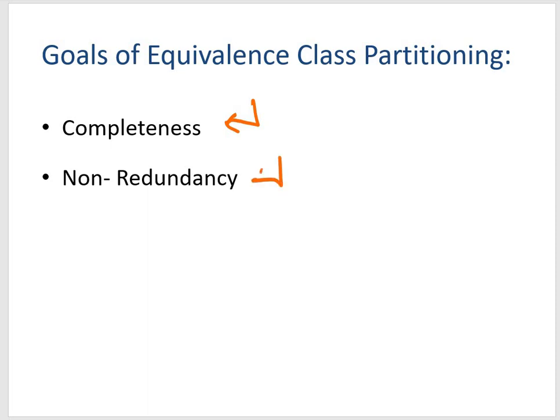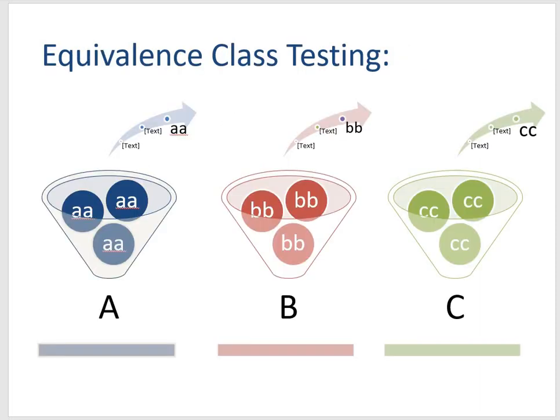Before that, let's talk about the goals of equivalence class partitioning. The goal is the completeness of the testing process, and there should be non-redundancy. That means redundancy in the test cases should not be there. That means the same kind of values keep on firing, right? Then that does not serve our purpose.